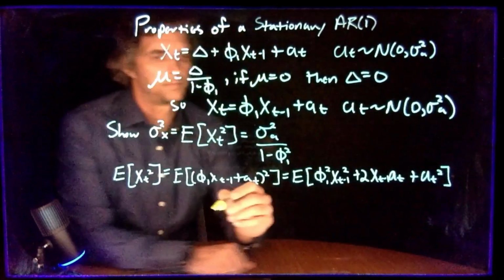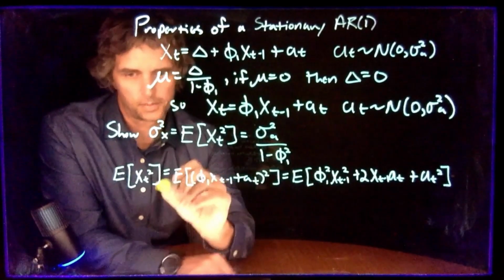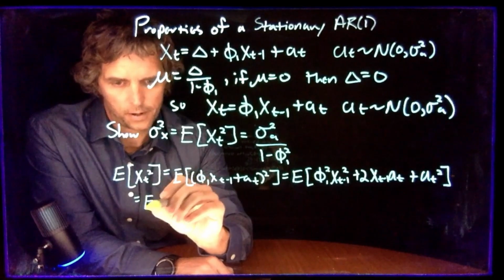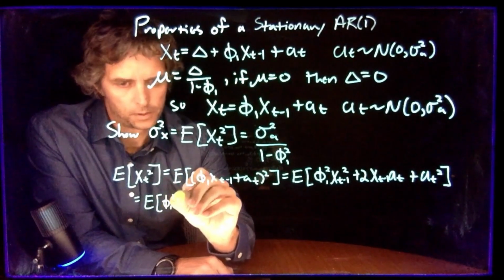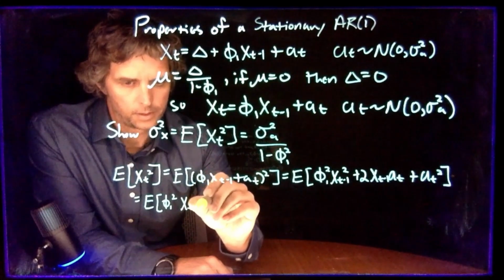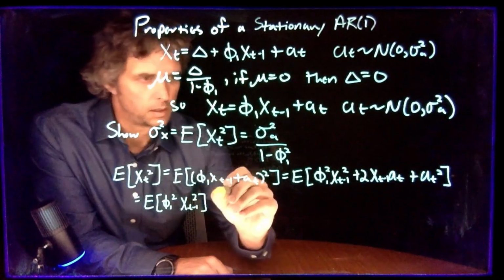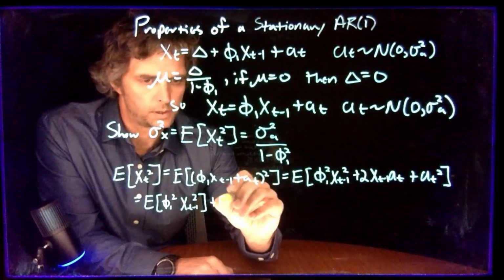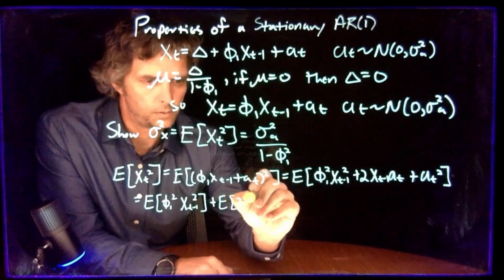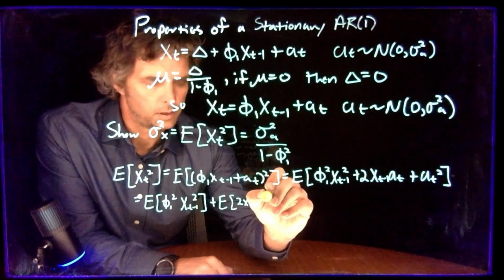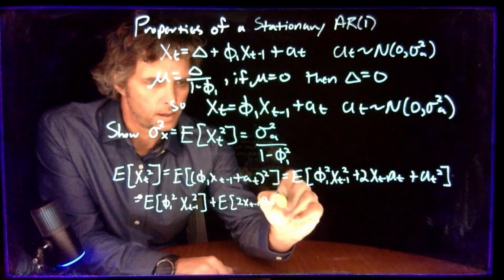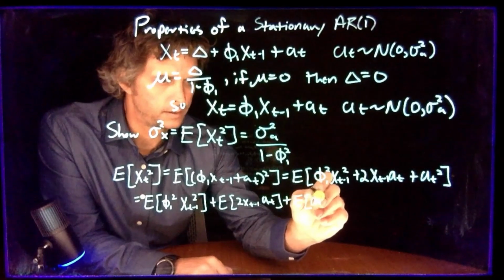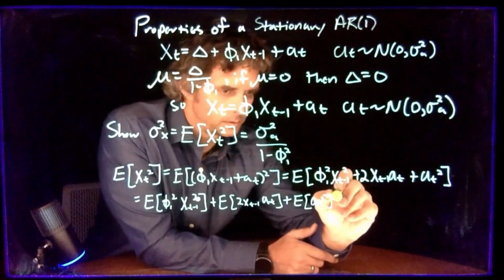Expected value of that. The expected value of the sum is the sum of the expected values. So this will be equal to the expected value of phi1 squared xt minus 1 squared, plus the expected value of 2 xt minus 1 at, and plus the expected value of at squared. And we'll do some more simplification here.